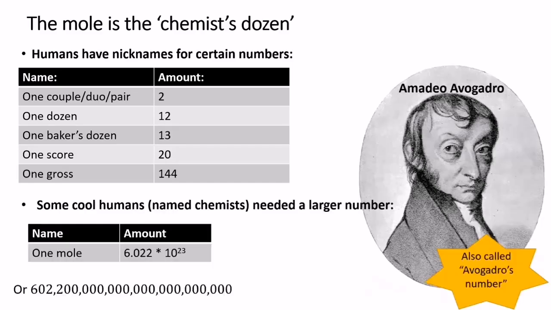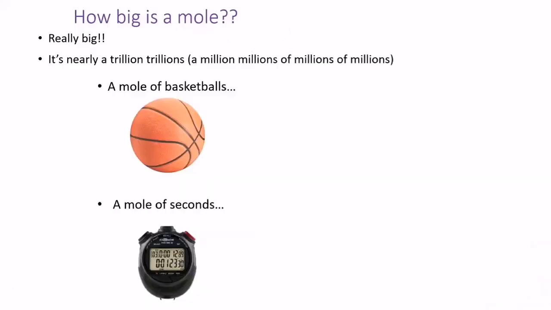The mole is also called Avogadro's number after this handsome fellow. Interestingly, Avogadro never knew the value of a mole. It's named after him because he predicted that one number could convert between microscopic and macroscopic masses. How big is a mole, you may be wondering? A mole is very, very big. A mole is a trillion.